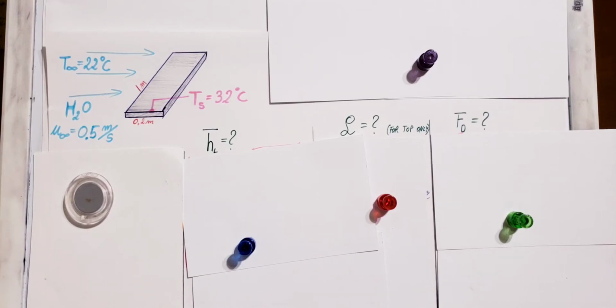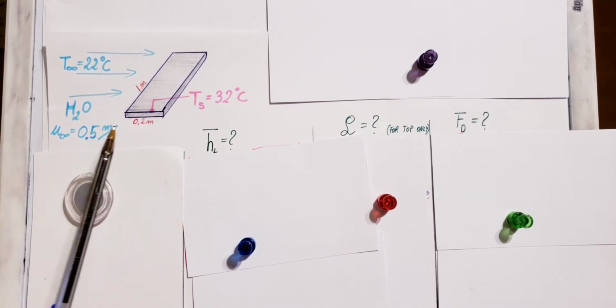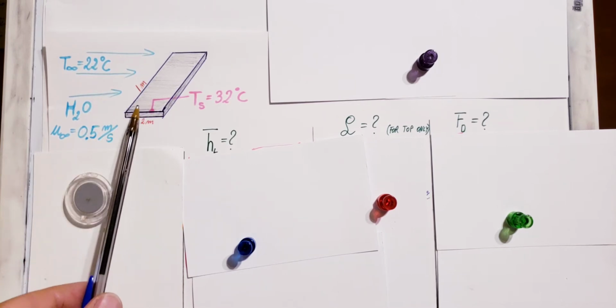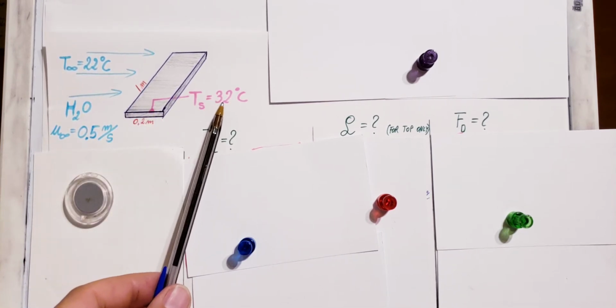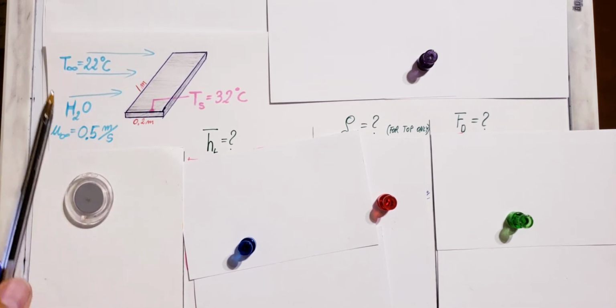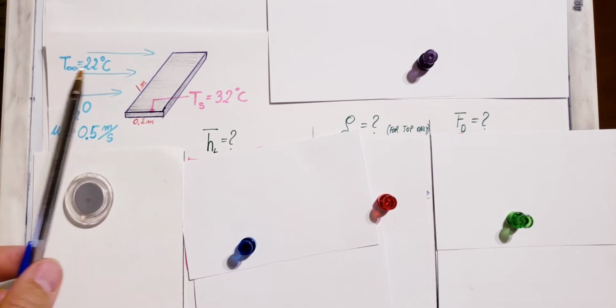Alright, this is a heat transfer problem, and we're dealing with a flat plate that has a width of 1 meter and a length of 0.2 meters. Its surface temperature is kept at 32 degrees Celsius. We have a fluid going over it. We're going to deal with only the top part of it.